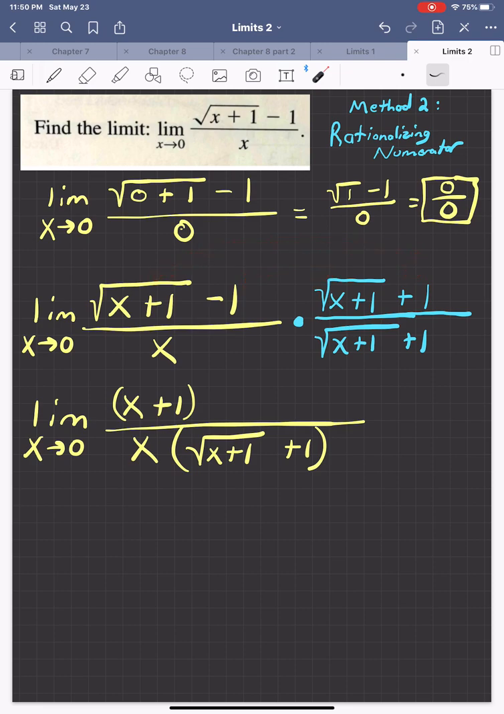Forgive me. So those are going to cancel. I'm just going to skip to the last part of foiling, which is negative 1 times positive 1, which gives me negative 1. Okay, so now my hint.